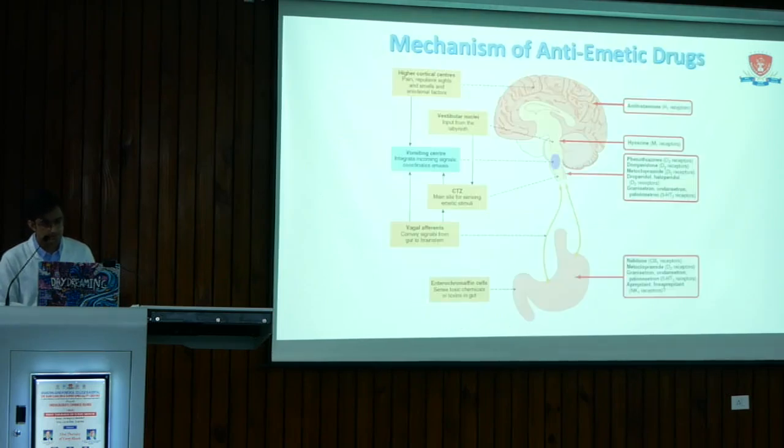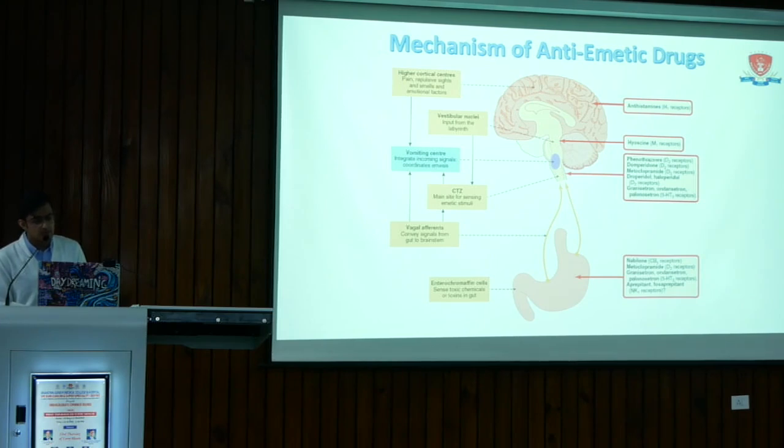Taking a look at the mechanism of the antiemetic drugs, there are four major pathways that are involved in the vomiting center of the brain, which is present in the medulla. The higher cortical centers, which include pain, repulsive sights, smells, and emotional factors, are acted upon by antihistamines. The vestibular nuclei, which take in the input from the labyrinth, are acted upon by hyoscine or M1 receptors.